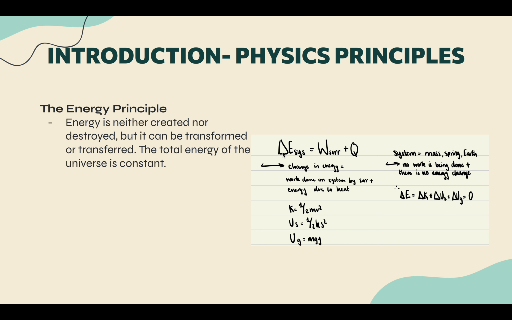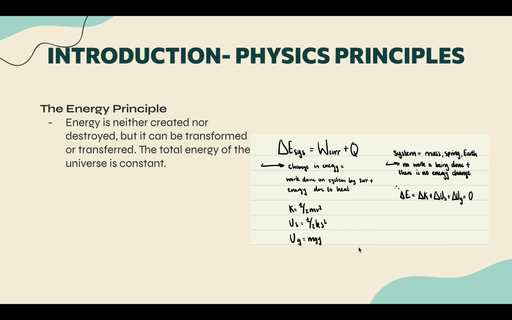It can be represented as the change in energy being equal to the work done on the system by the surroundings plus the energy due to heat. In our case, there is no Q, and the system is the mass, spring, and earth, so the surroundings, which is everything else, has no effect as no work is being done. Because of this, there's no energy change, meaning that total energy is 0.